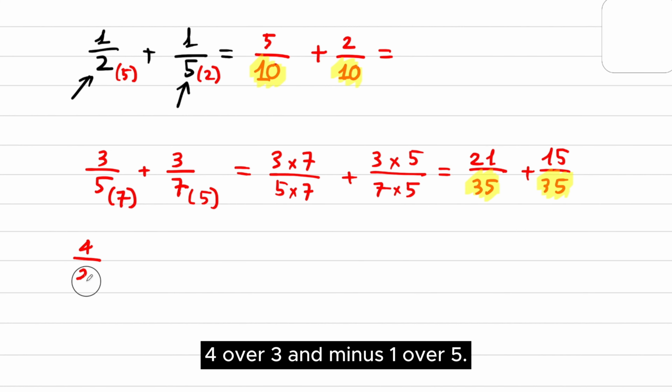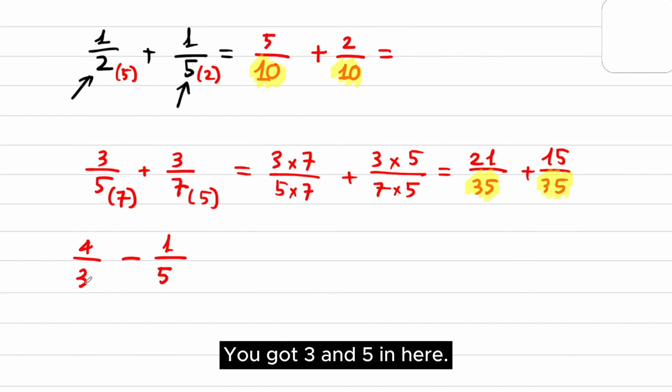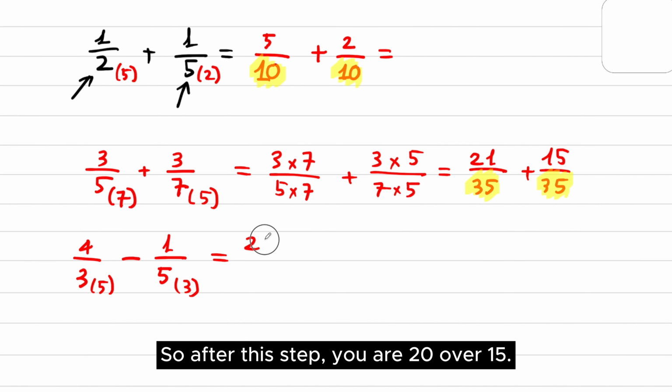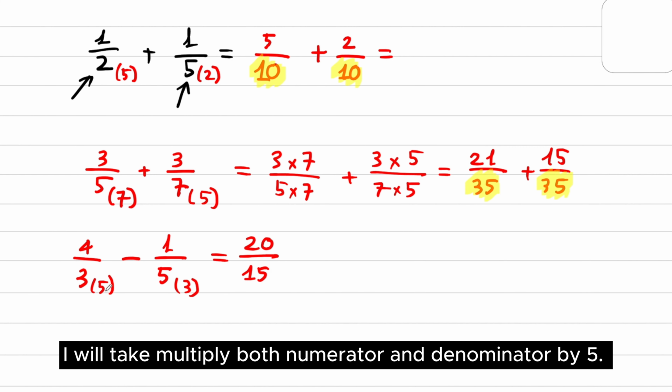4 over 3 minus 1 over 5. You got 3 and 5 in here. So for 3, I will multiply by 5, and for 5, I will multiply by 3. So after this step, you got 20 over 15, because for 4 over 3, I will multiply both numerator and denominator by 5.